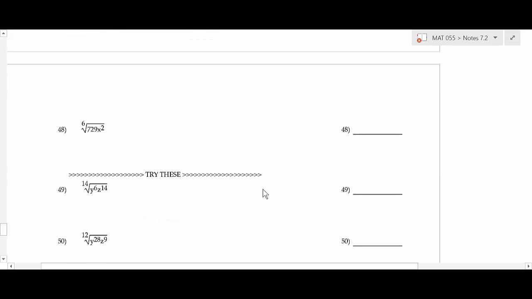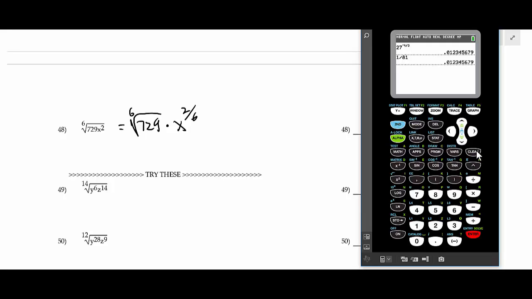Okay, next one, we're going to kind of go like this. Now, what you would want to do with this one is, I'm going to start this by just doing the 6th root of 729. I'm going to do that part, then I'm going to do x to the 2/6. The reason I'm doing it that way is because you could take your calculator and you could take the 6th root of 729. It probably comes out to be a whole number.